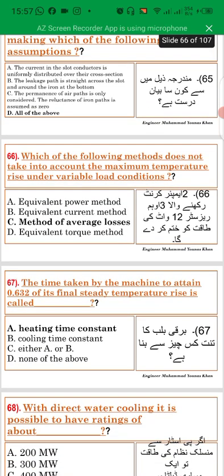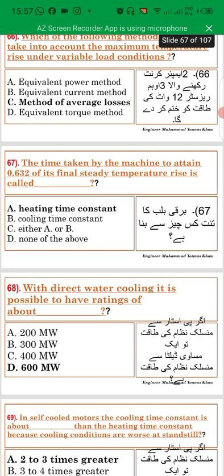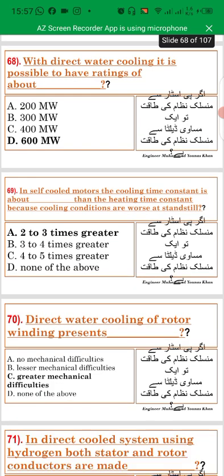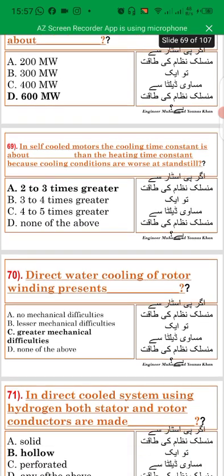Which of the following methods does not take into account the maximum temperature rise under variable load condition? Method of average losses. The time taken by the machine to attain 0.632 of its final steady temperature rise is called the heating time constant. With direct water cooling, it is possible to have ratings of about 1000 megawatt. In a self-cooled motor, the cooling time constant is about 2 to 3 times greater than the heating time constant because cooling conditions are worse at standstill.